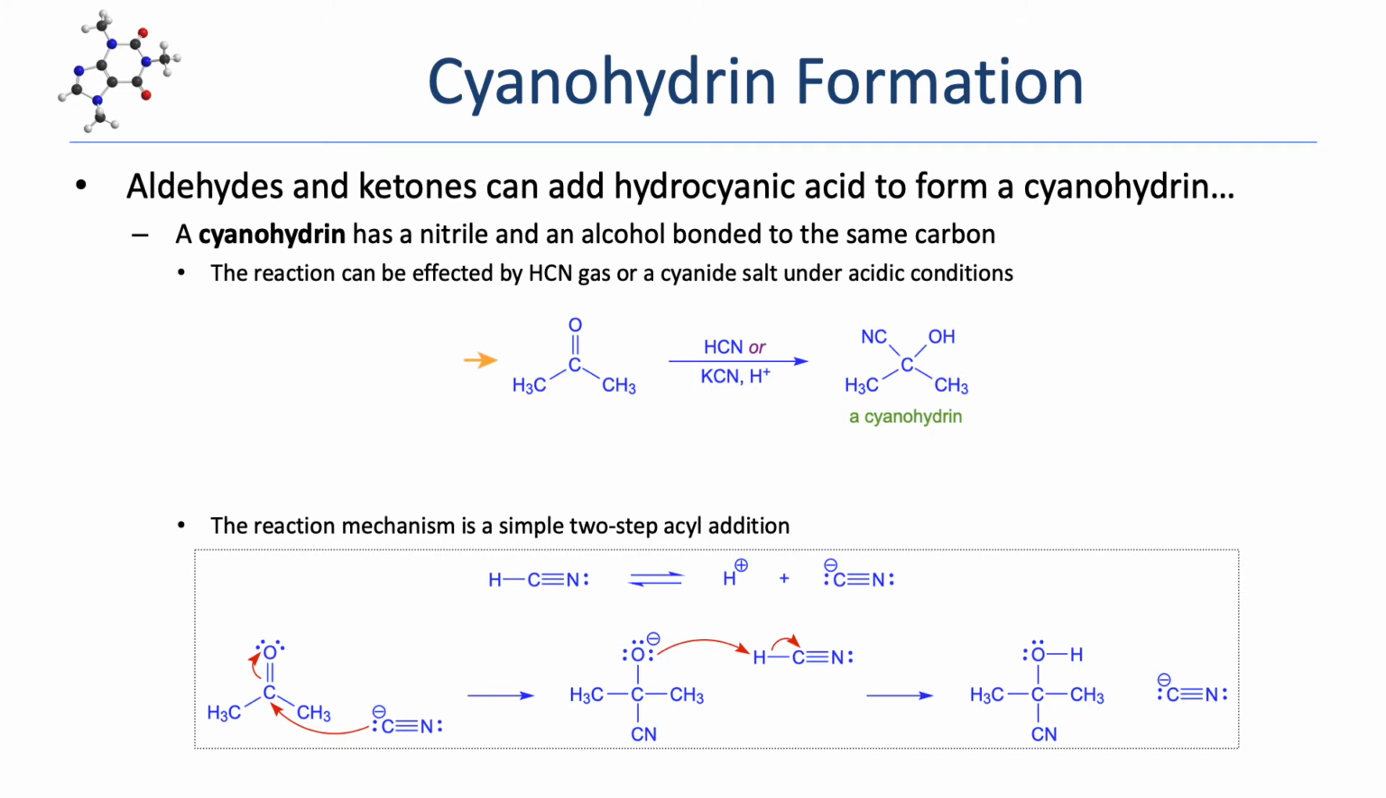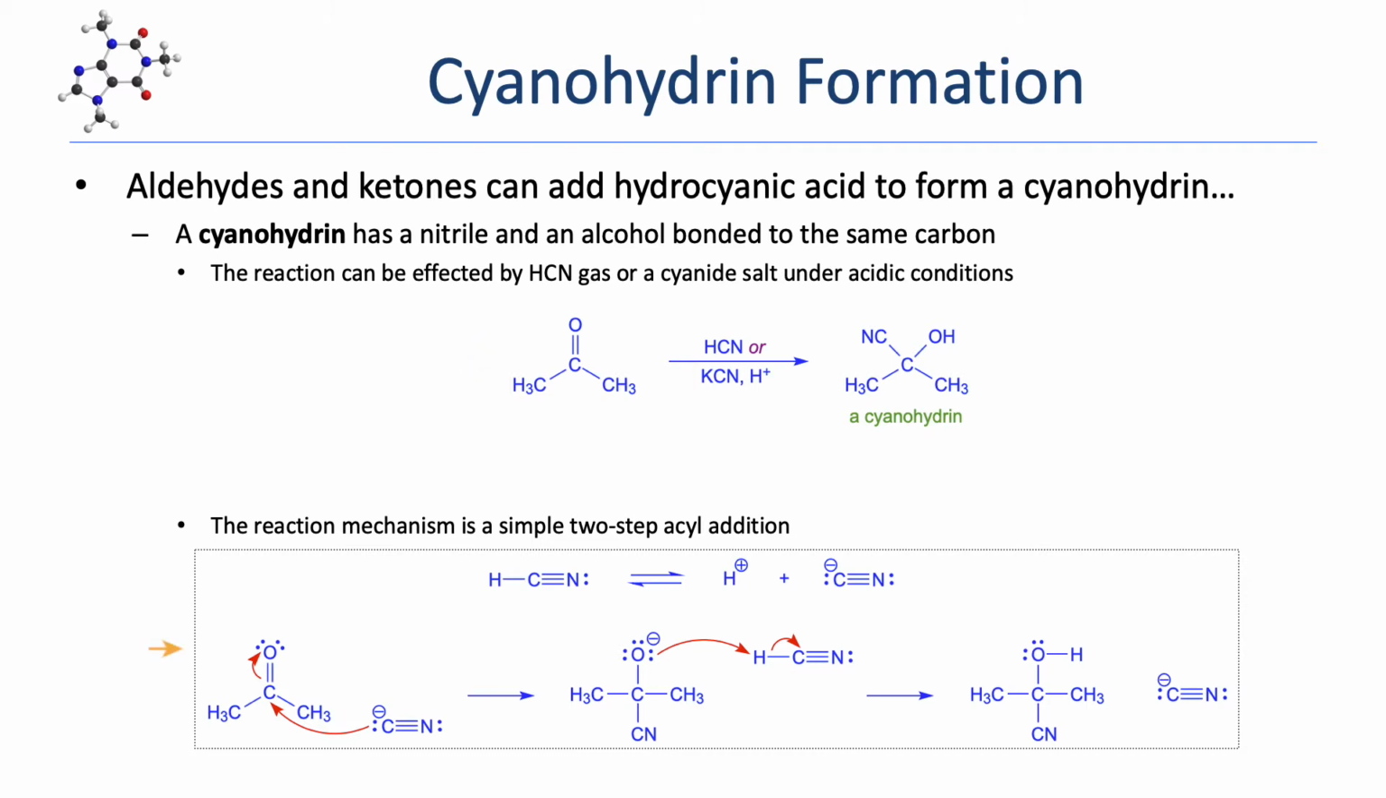The reaction requires hydrocyanic acid, an extremely dangerous, deadly gas. To make running the reaction safer, the hydrocyanic acid is typically generated in situ. One common way is to use an inexpensive cyanide salt like potassium cyanide under acidic conditions.